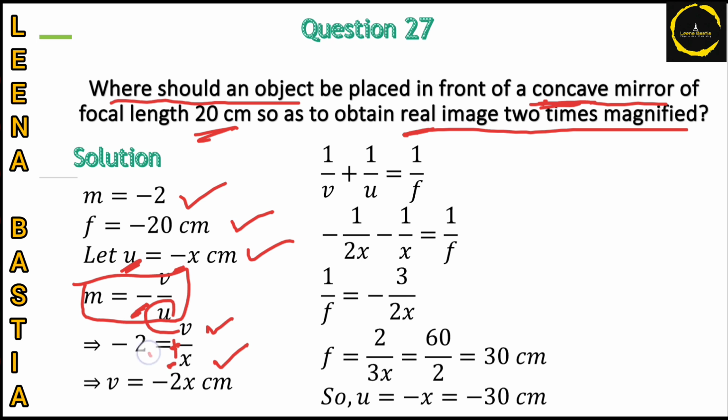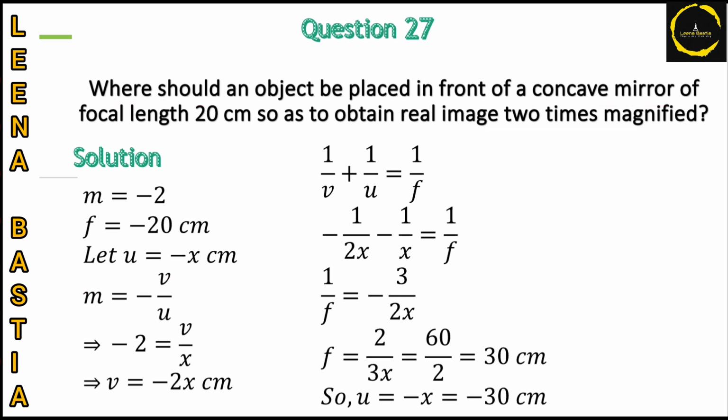V equal to, now cross multiply these two, you will get minus 2x centimeter. Now you have to substitute all these values. We took the u value as minus x, and the v value we got is minus 2x. So we substitute everything in this particular formula, and ultimately the x value we will get is 30 centimeter. What is the value of u? That is minus x. Now as x is 30, we just substitute minus 30 over here. I hope it is clear to everyone. Just think about the question, you can easily do it.